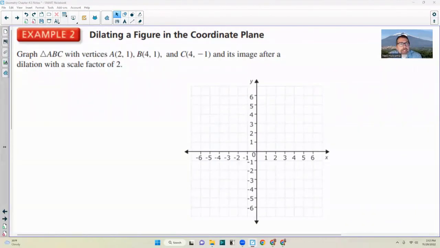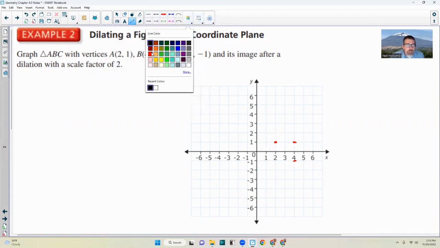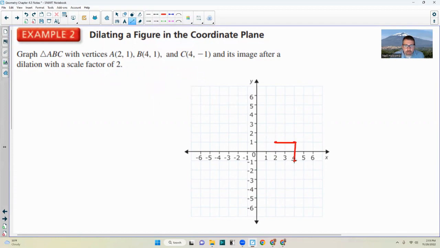Okay, example 2, dilating a figure in the coordinate plane. It says to graph triangle ABC with these vertices. So let's do that first. So A, 2, 1, over 2, up 1, that is right here. B is 4, 1, which is here, and C is 4, negative 1. So let me get my straight edge here, if you will, just draw straight line segments, and I'll make them red. So there's my triangle in red.